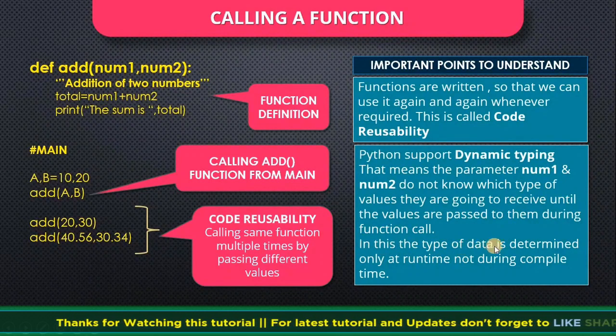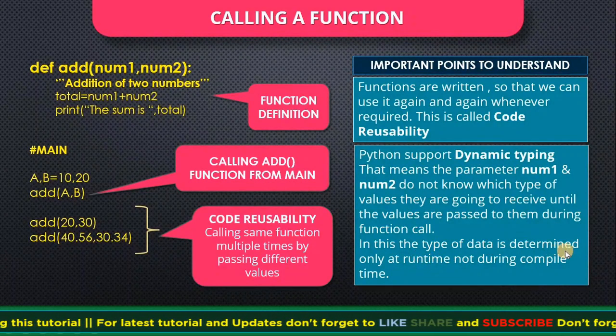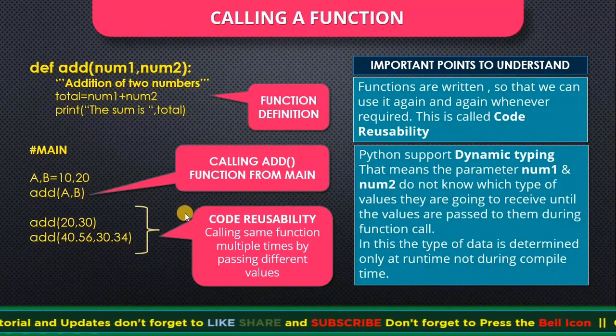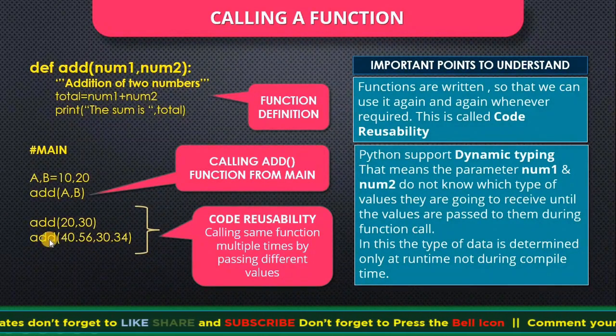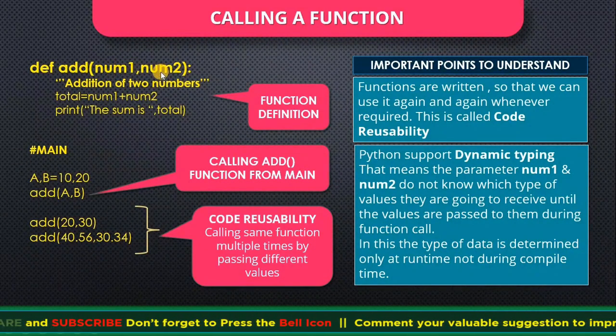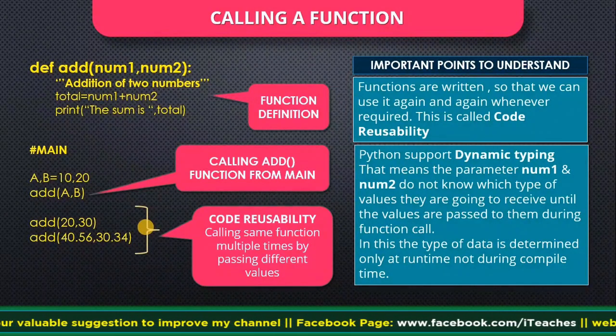And in this case, the data type is determined only at runtime. Remember, the data type is determined only at runtime, not during compile time. Because here at runtime only, when the function is called, then only num1 and num2 come to know how they have to behave, whether they are going to receive an integer or a float or a decimal number. Understood what is dynamic typing? So now let's proceed further.